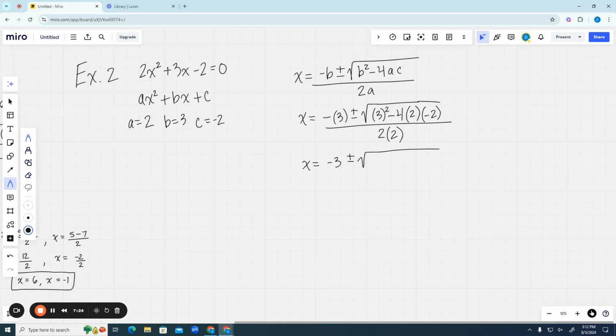It's 25, I believe. Or if you put all this into your calculator, you'll get 25 all over 4. And then the square root of 25 is 5. So plus or minus 5. All of that over 4. And then we need to separate our two answers. So we're going to have x equals negative 3 plus 5 over 4, and x equals negative 3 minus 5 over 4.